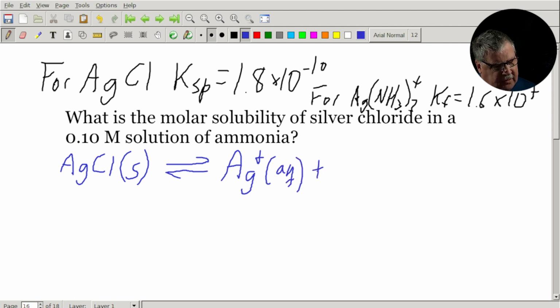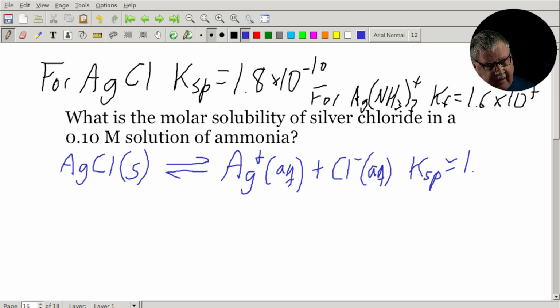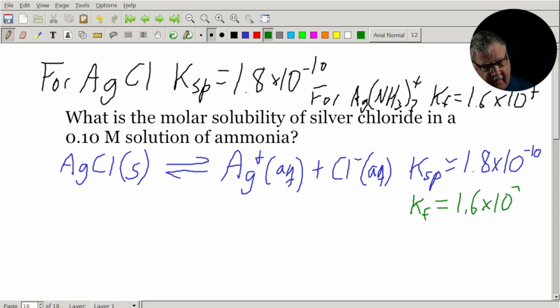And chloride ion in solution. All right, and we know that the Kc for this, which is the Ksp, is 1.8 times 10 to the negative 10th. This is telling us that silver chloride is not very soluble in pure water. We already know that. But now let's look at the formation equilibrium. We know that the formation constant is equal to 1.6 times 10 to the 7th.